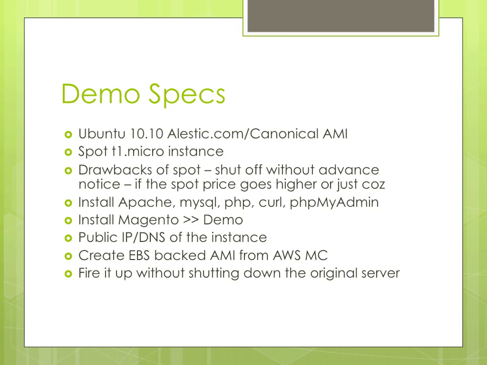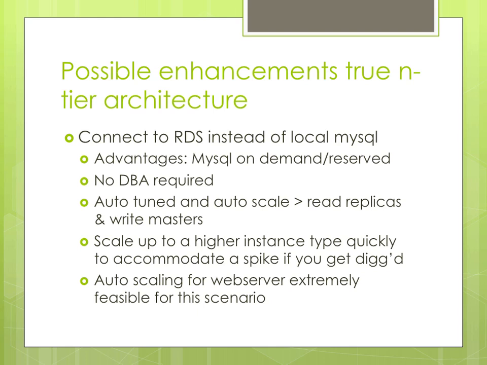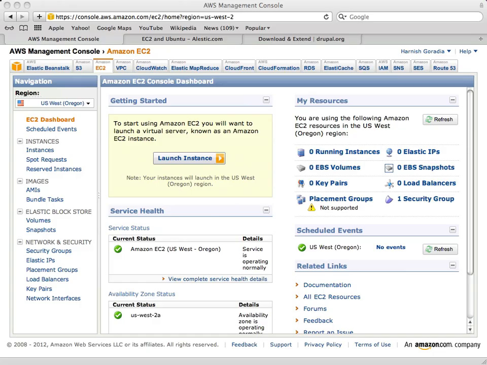I'm going to install Apache and MySQL client only. I am not going to install MySQL server. I'm going to install MySQL client, PHP, CURL, maybe not phpMyAdmin. I'm going to talk about what the public IP and DNS of this instance is. If we get to the EBS piece of backing it up, the last two, if we have time, I'm going to try to demonstrate these two. So this is the one I'm going to do, connect to RDS instead of local MySQL. And now I will move to the demo piece.